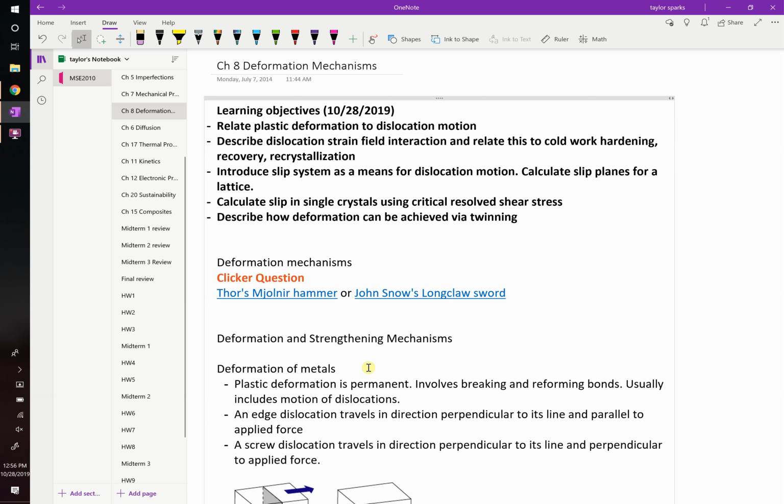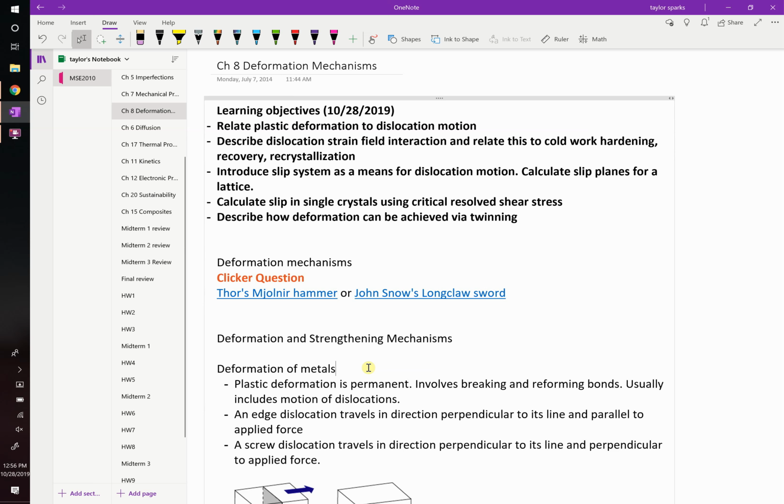So our learning objectives: chapter 8 is all about deformation, right? Materials actually bend and deform, and this gets into the mechanisms that make that possible. We're going to talk about plastic deformation, and first relate that to dislocation motion. That's the most important thing. We'll talk about the dislocation strain fields and how these relate to one another, and how that relates to things like cold working of metals, also things like recovery and recrystallization. We'll define what those terms are, these basically blacksmith terms, and we'll explain how they work.